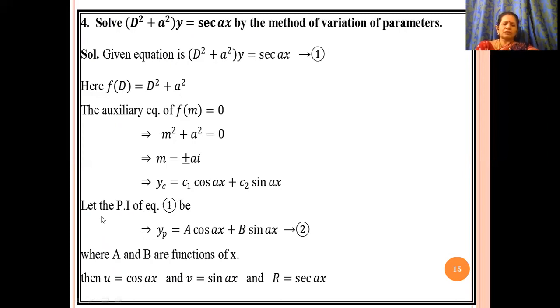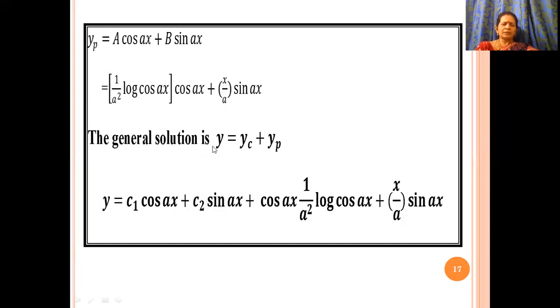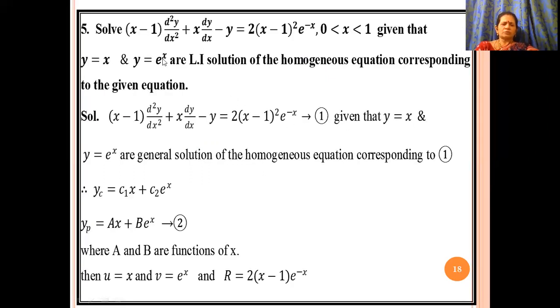If we do not get the yc directly, then by the inspection method we have to find out the yc. Then after that, go to the particular integral, and write down u and v. After getting u and v, use the method of variation of parameters. Then find out the value of uv dash minus vu dash. This is the value we got. Then find out A using the formula. After that, B using the formula. Right. Now after that, write down the general solution yc plus yp. Right. So similarly here, this is another pattern.